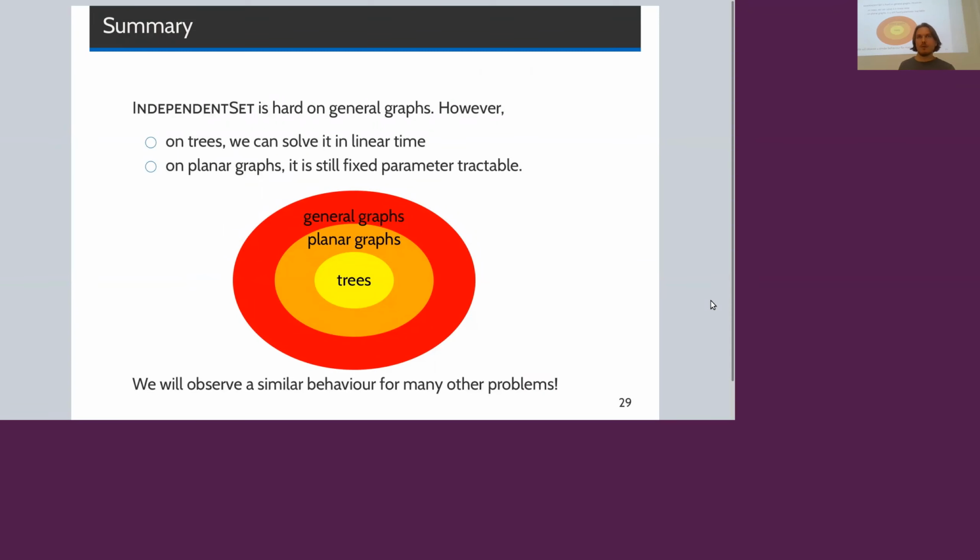And the picture that we painted so far for independent set looks like this. We know that it's hard in general, but on trees, we can solve it in linear time. And so here, this is the first circle, trees. On the other hand, on planar graphs, we cannot solve it efficiently. That's where we go back to parameterized complexity. And we see that on planar graphs, we get a fixed parameter tractable algorithm. And then for the general case, we can't say much. It is even hard in parameterized complexity in the general case. And this kind of behavior, we're going to observe it generally for many other problems.